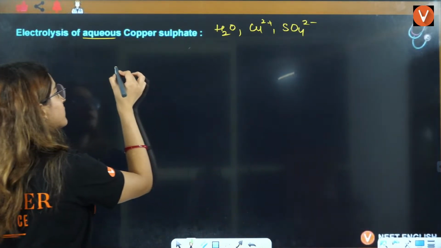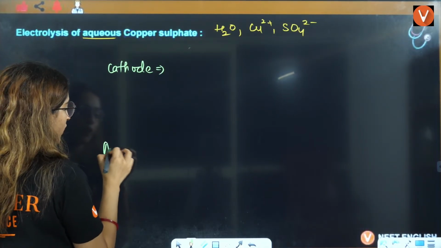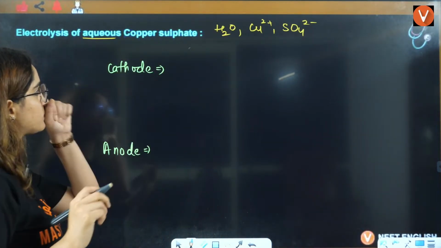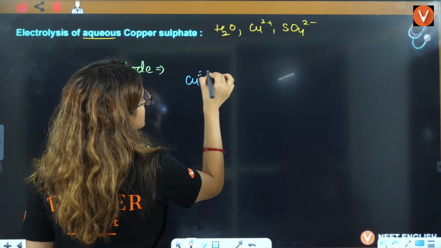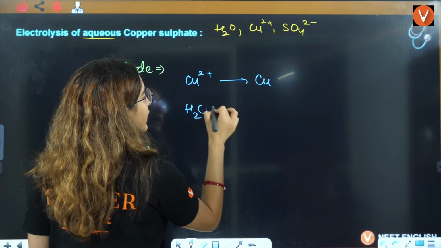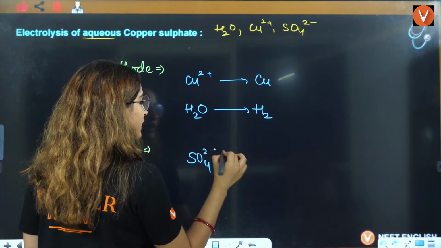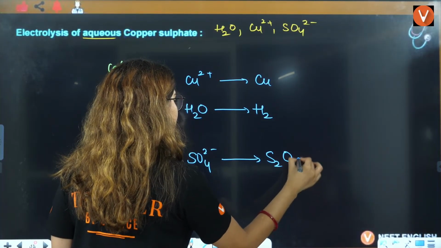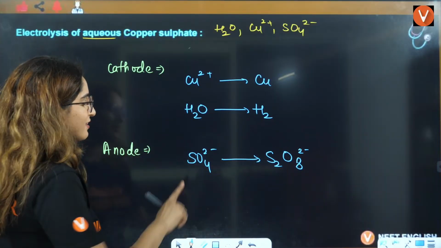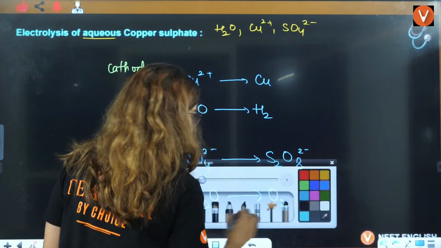Now again I'll do the same thing. What is happening at the cathode, and what is happening at the anode? At the cathode, Cu2 positive is getting converted to Cu, and H2O is getting converted to H2. At the anode, SO4 2 negative is getting converted to S2O8 2 negative, just double this number, and H2O is getting converted to O2.